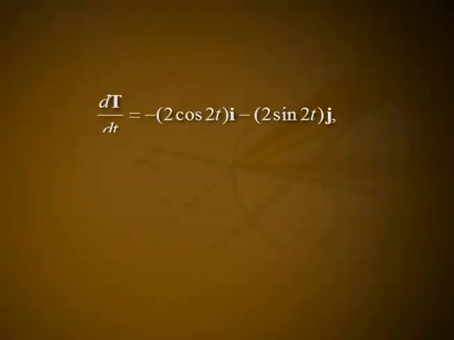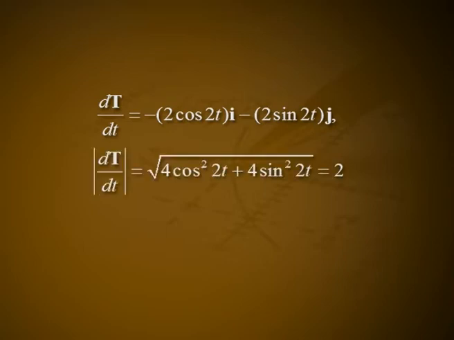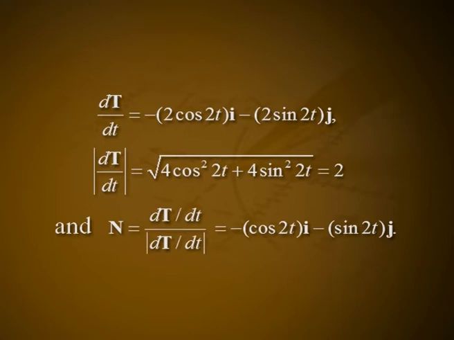From this, we find dT/dt equals minus 2 cos 2t i minus 2 sin 2t j. Mod dT/dt equals the square root of 4 cos² 2t plus 4 sin² 2t, which equals 2. And N equals dT/dt by mod dT/dt, which equals minus cos 2t i minus sin 2t j.